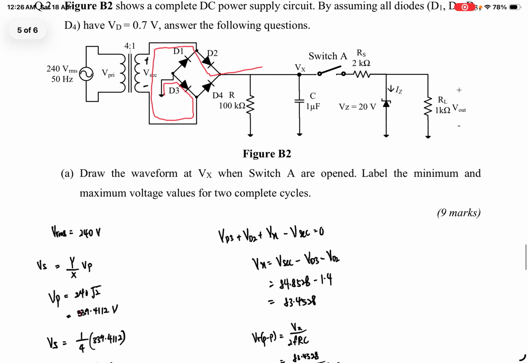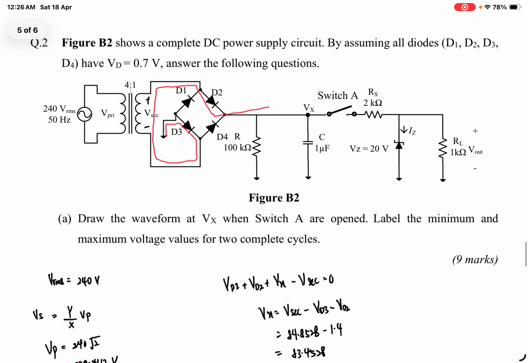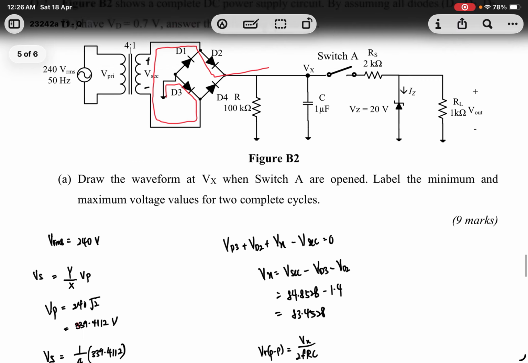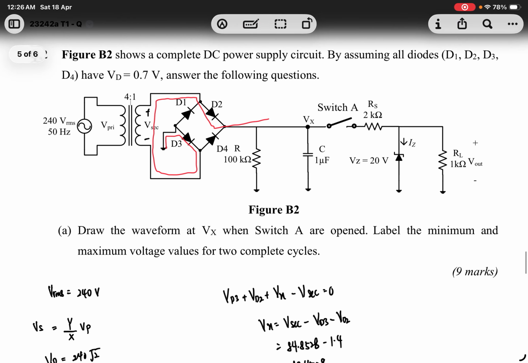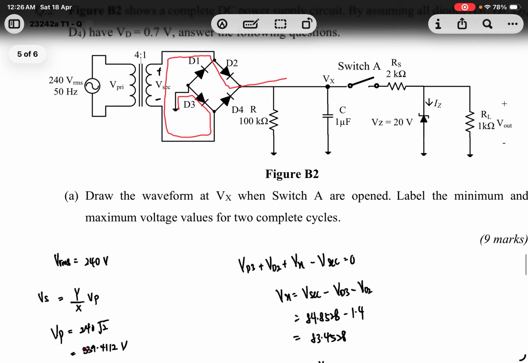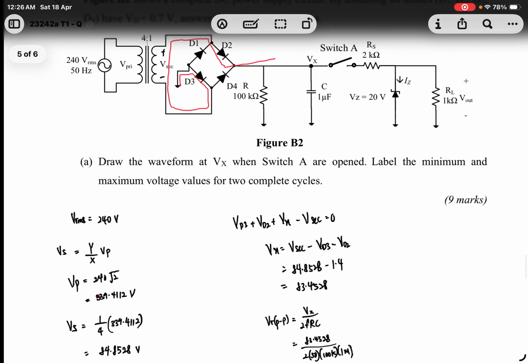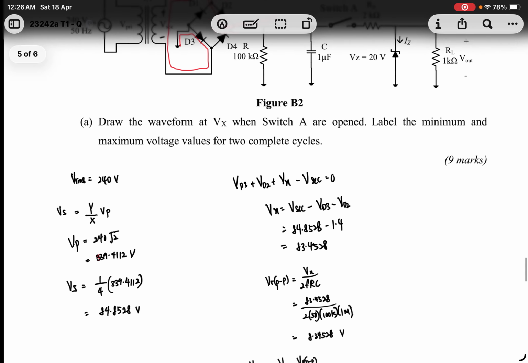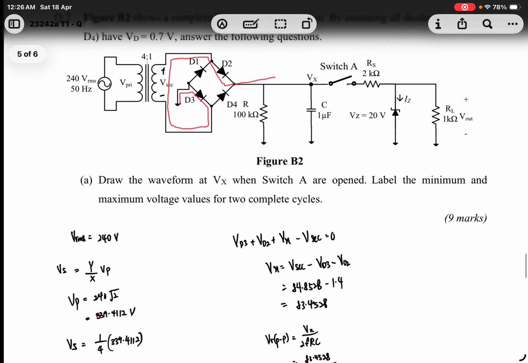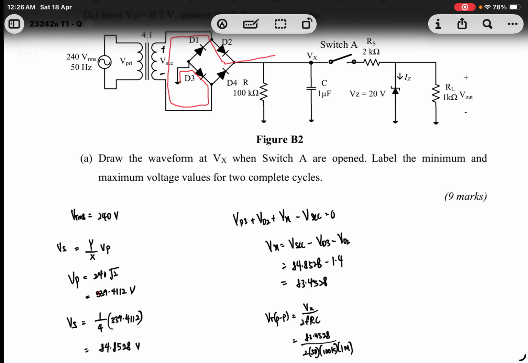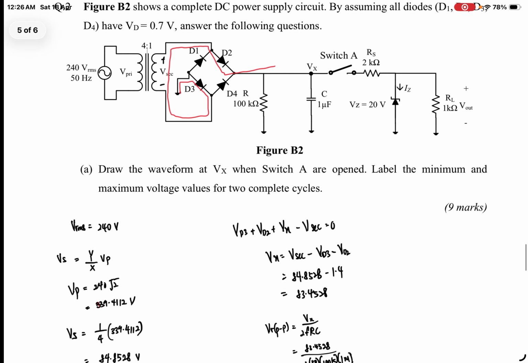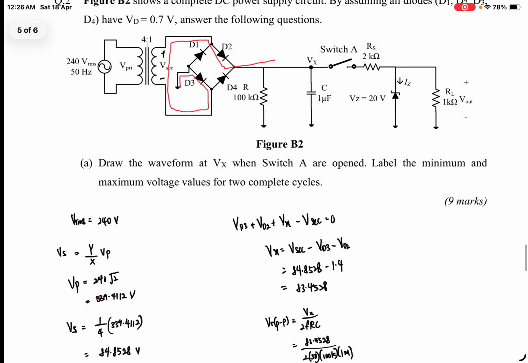This is question 2. We need to draw the waveform at Vx when switch A is open. Label the minimum and maximum voltage values for two complete cycles. We know the VRMS is 240, so we use the formula to calculate the V secondary.